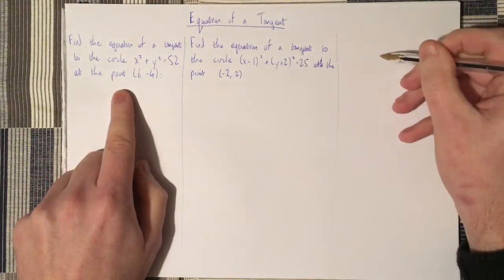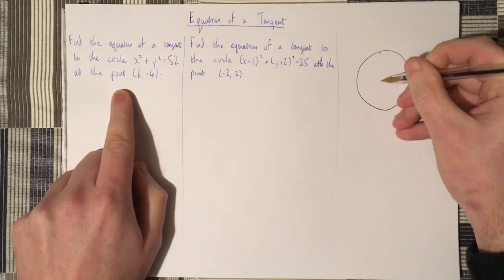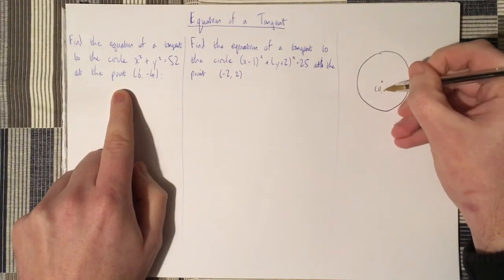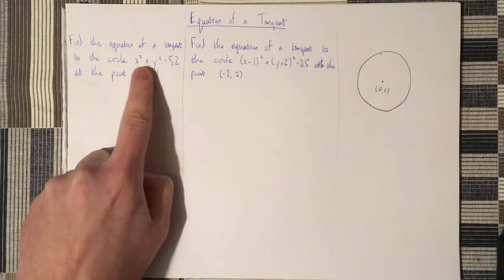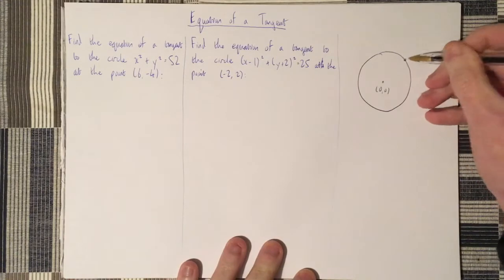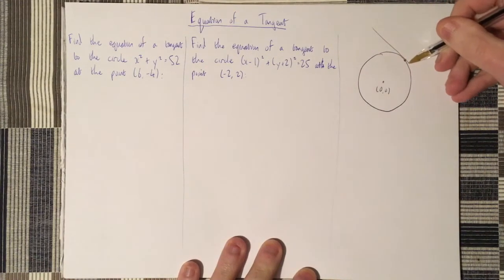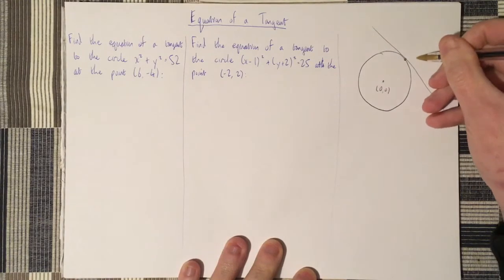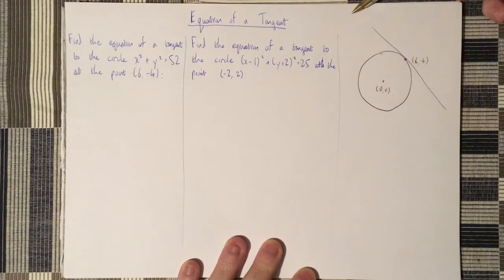So in this example, I've got a circle where the center is (0, 0), because it's x squared plus y squared on the left-hand side. And I'm told that there is a tangent to this circle at the point (6, -4). A tangent is a line that touches the circle at one point. So that point (6, -4) is on the circle and it's on the line as well. That's the situation described here.